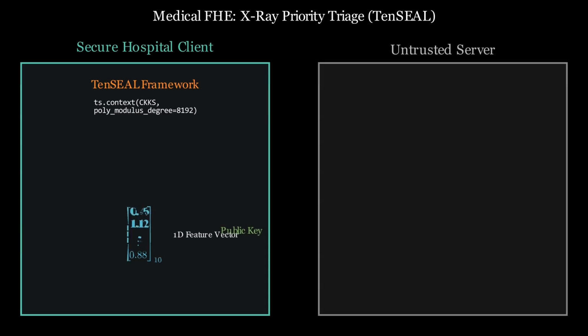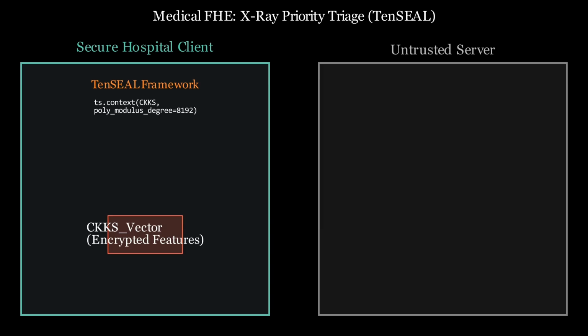With the cryptographic environment established, the edge device invokes the hospital's public key. Watch closely as the encryption process is executed. The public key mathematically locks the 1D feature array. The continuous floating point values of the patient's biological data are encoded into high-degree polynomials.